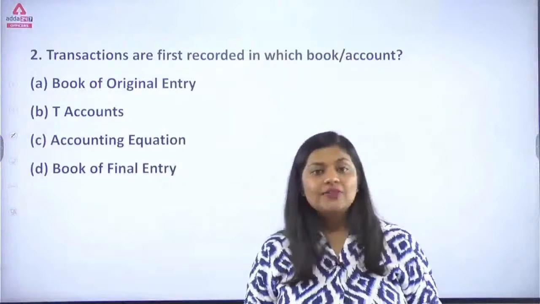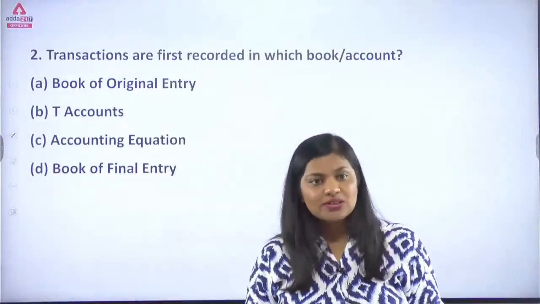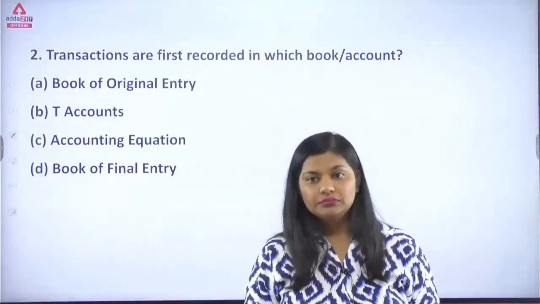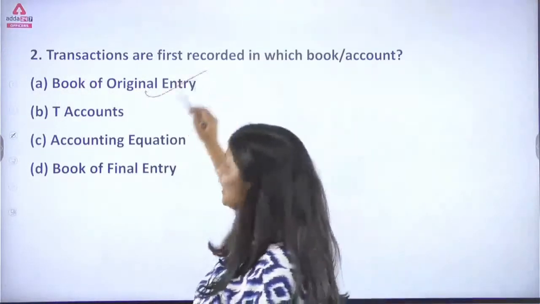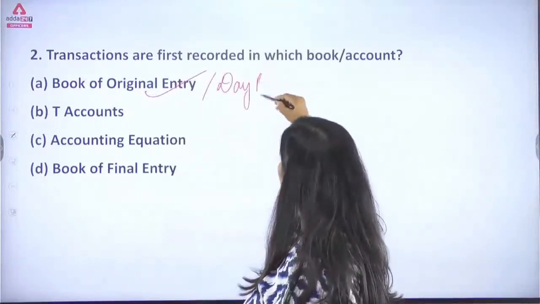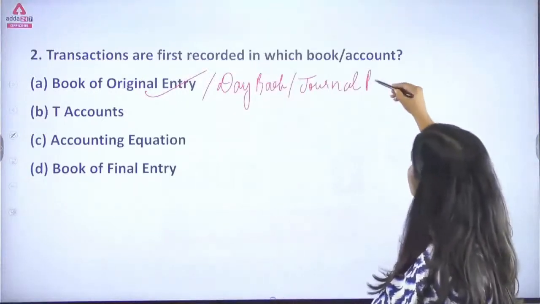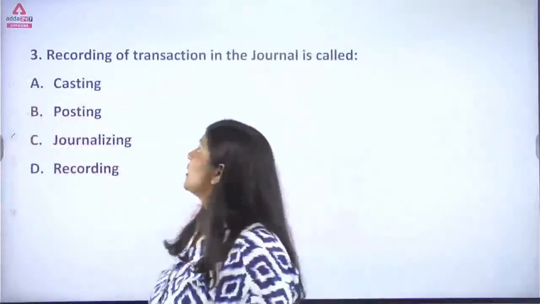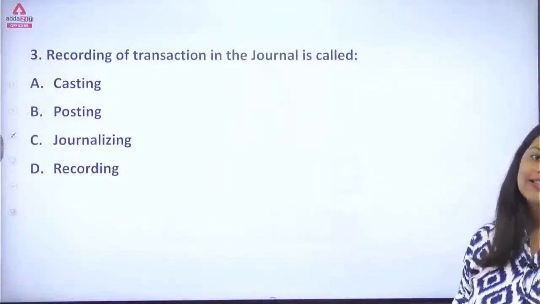Correct? Transactions are first recorded in which book or account? Books of original entry, T books, accounting equation, books of final entry. It will be books of original entry, also called day book, also called journal proper. Correct? Next one. Recording of transaction in the journal is called casting, posting, journalizing, recording.